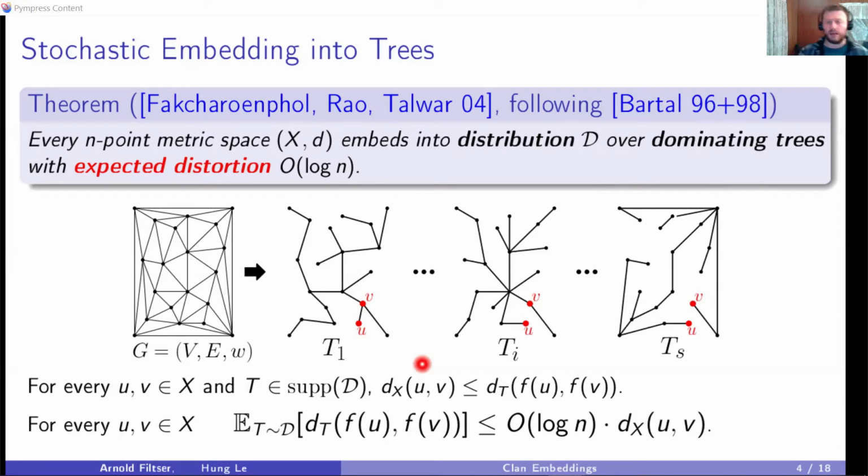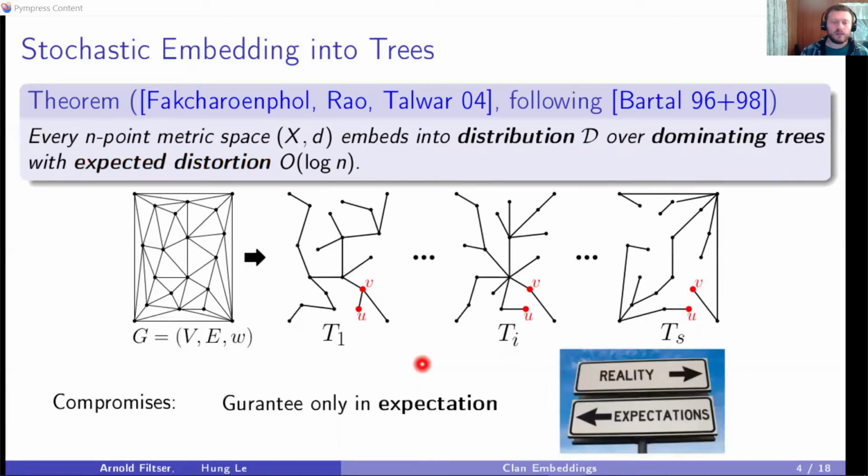This embedding enjoyed tremendous success. However, one should see there's a compromise here. The guarantees are only in expectation. There will be some pairs for which the distortion will be essentially unbounded.